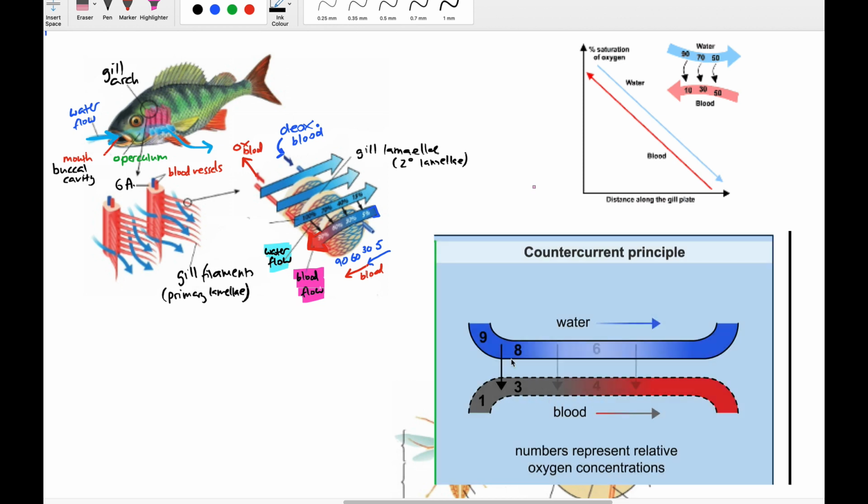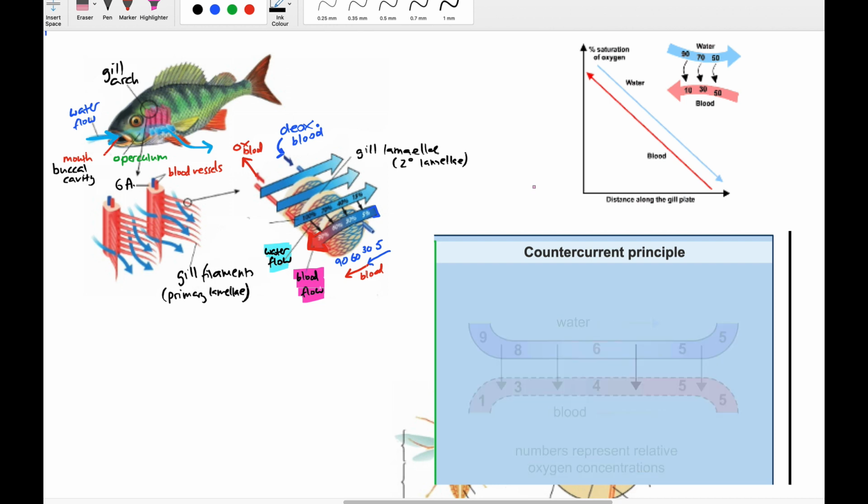Right, as they flow across the gill plate together, they're going to equilibrate, which means that by the end, they're going to have roughly the same amount of oxygen. The water has gone from 9 to 5, the blood has gone from 1 to 5. So the blood reaches a saturation of 5 milligrams per litre, or about 50% saturated. Okay, so how would that be different if we ran the blood and water the other way?